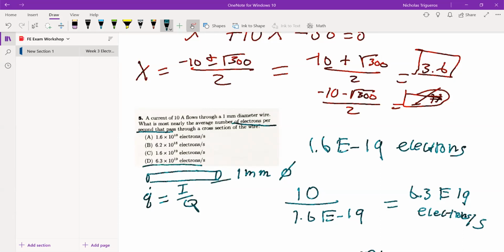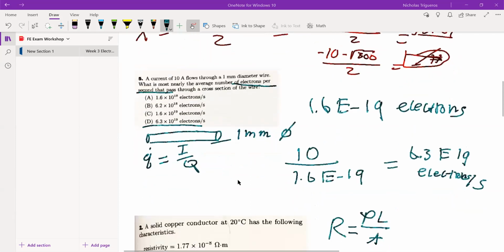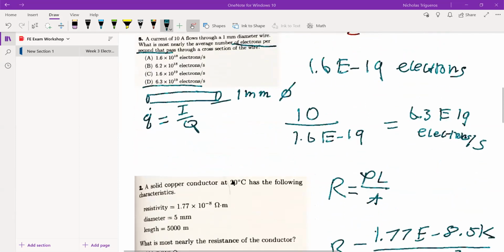So not being able to find the equation is a little bit saddening, but it shouldn't be the end of the world if you have to skip one problem and come back to it because you don't know the equation.